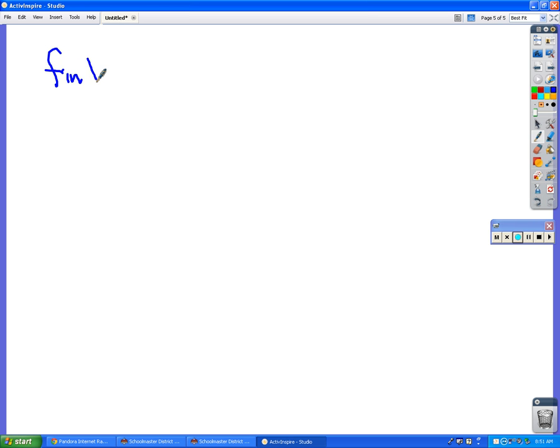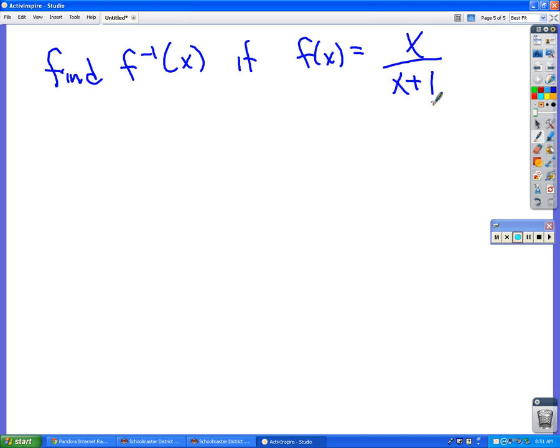So let's find f inverse if f of x equals x over x plus 1. We're going to find the inverse of that function, and then we're going to look at the graphs and see how they relate.